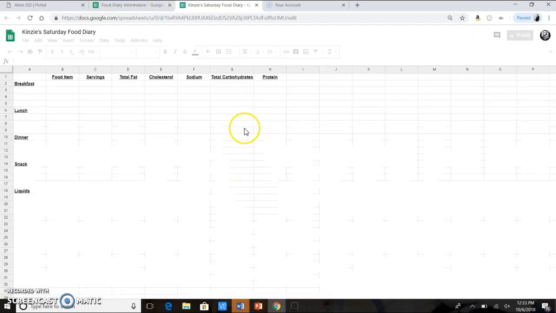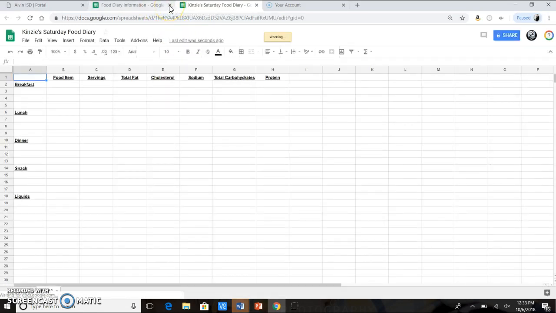So I'm going to hit OK, it saves it to my drive. It pops it up, and then what I want you to do up here is go ahead and close out the original that I made for y'all. Please don't forget to make a copy. Please, please, pretty please, make your own copy.